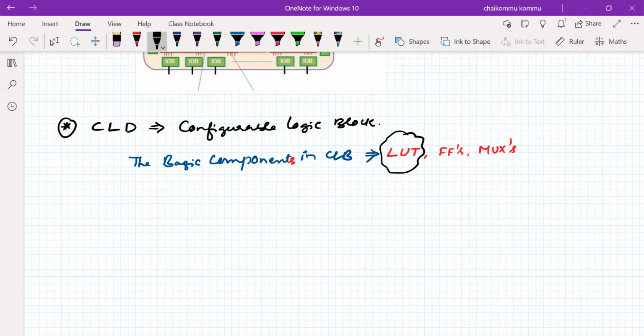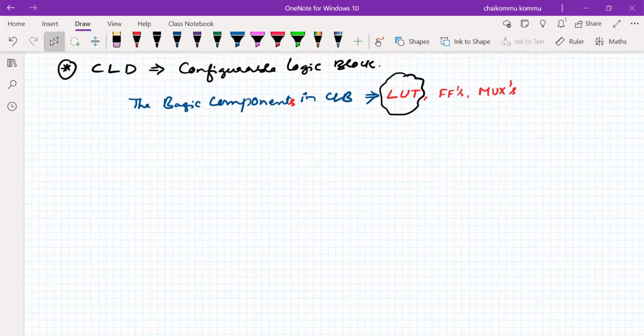I can simply say that the heart of the FPGA is actually the CLB. The heart of the CLB is a lookup table. Without a lookup table, it's not possible to construct the CLB. Without CLB, it is not possible to understand the FPGAs. In fact, it's not possible to implement circuits in an FPGA without using the CLBs, right? So let us understand what exactly a lookup table means.